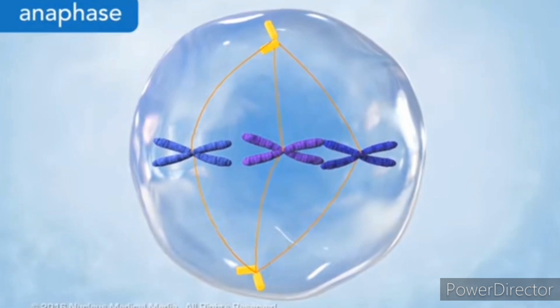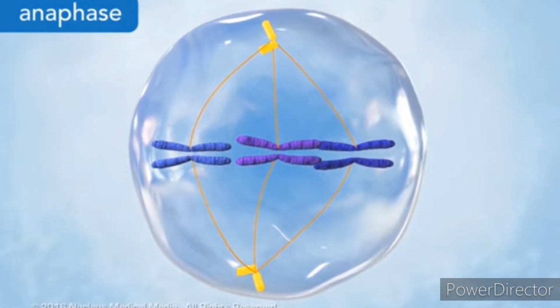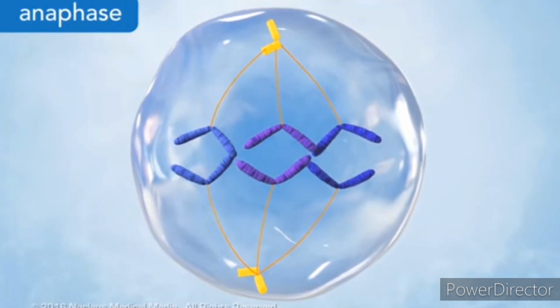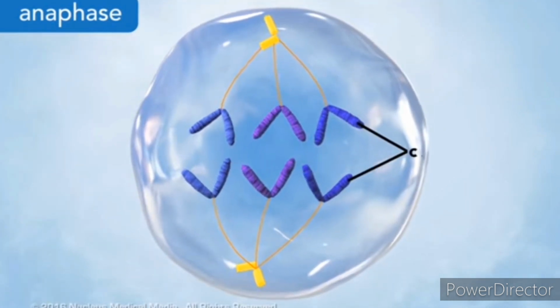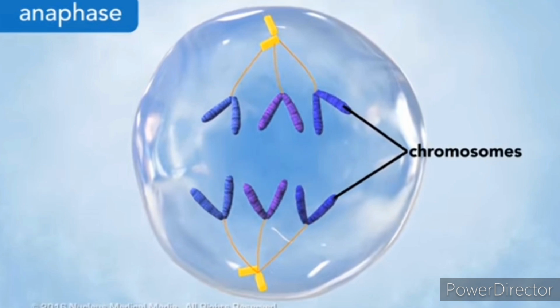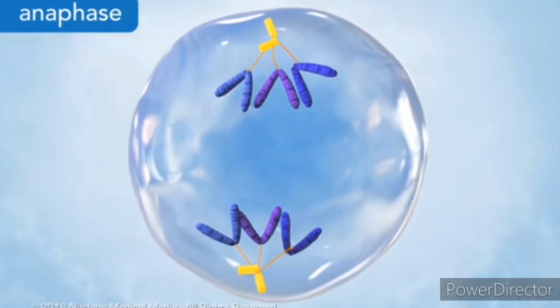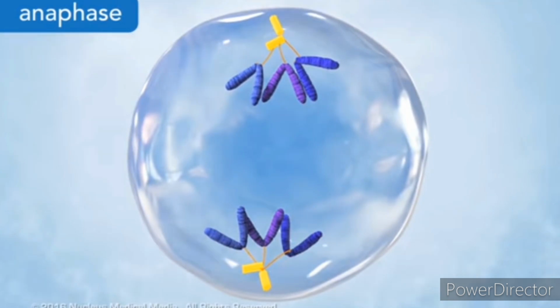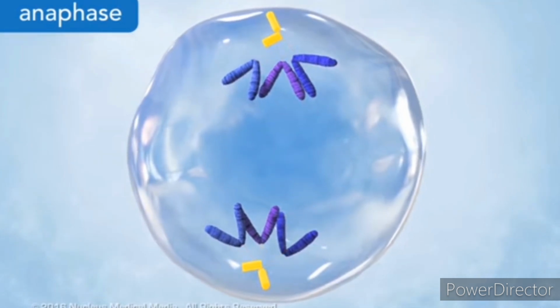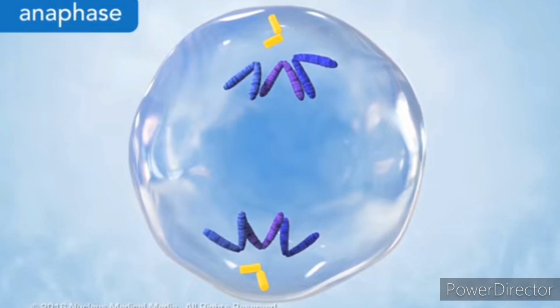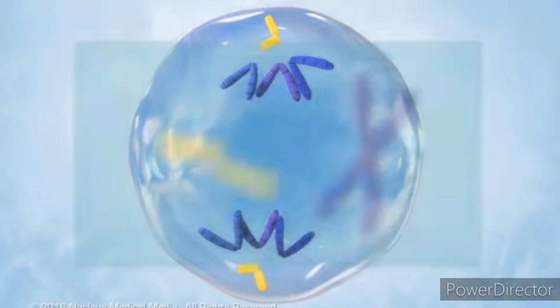During anaphase, spindle fibers separate the sister chromatids at their centromere. Once separated from each other, each chromatid is called a chromosome. The single-stranded chromosomes form a V shape as the spindle fibers shorten and drag them through the gel-like cytoplasm. The chromosomes move to opposite poles of the cell toward their centrioles.